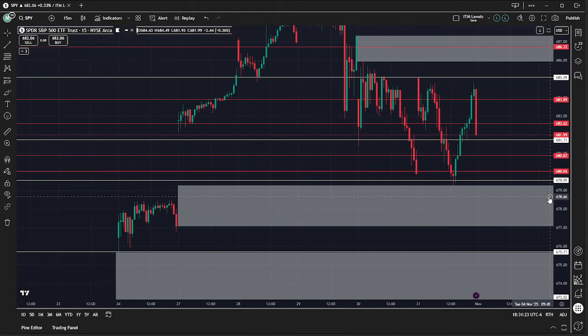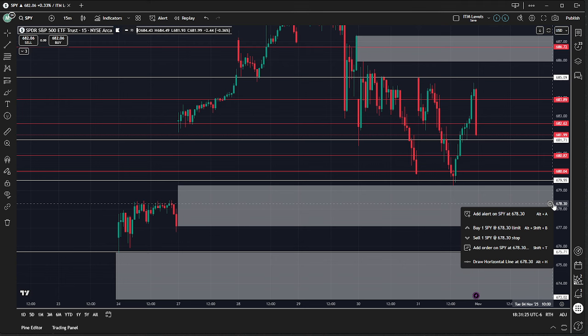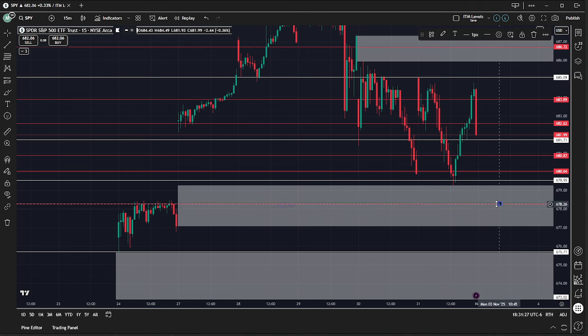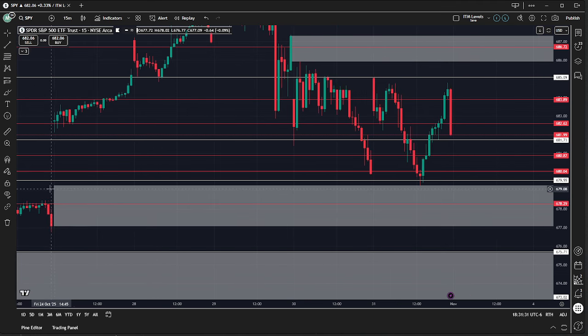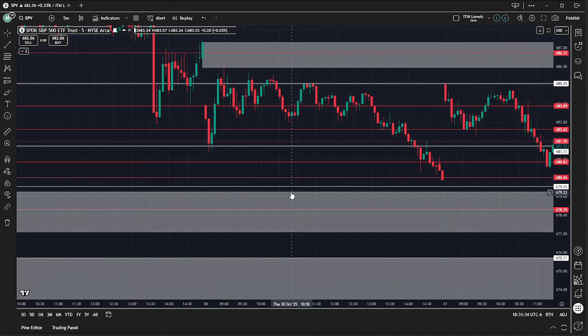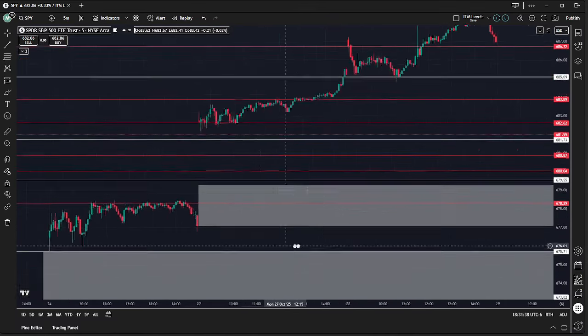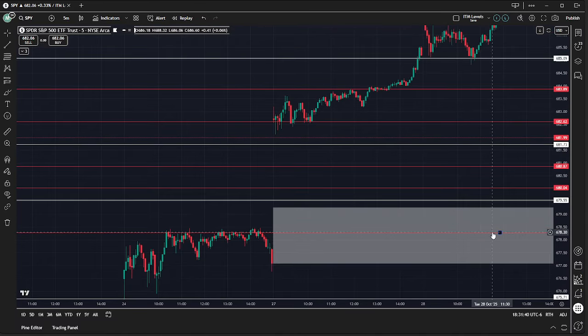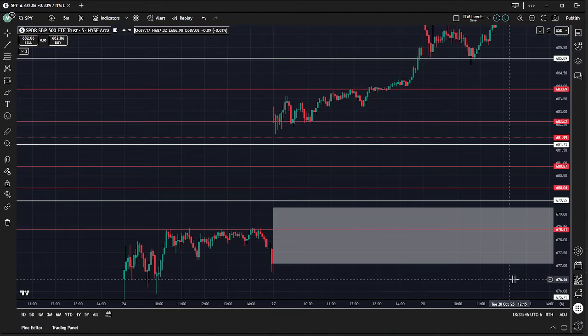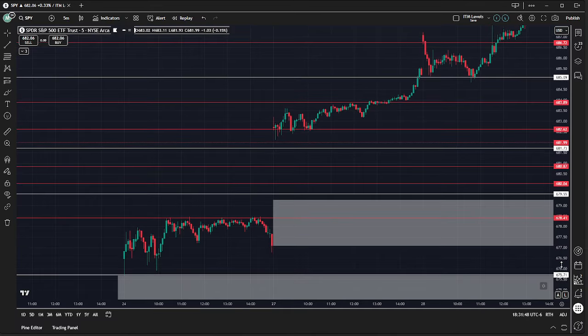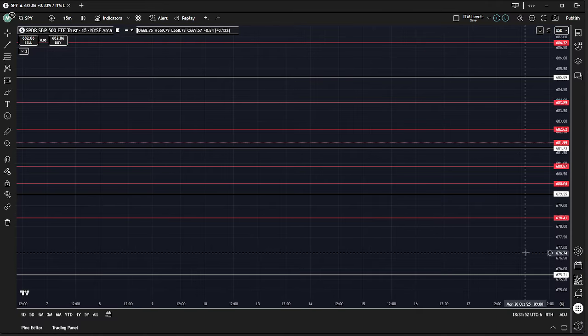Not really too much price action to base this off of around right here, so I'm just gonna draw what these last candles gave us. I'm gonna go back on the 5 minute because 679.55 to 678.41 is my supply zone.